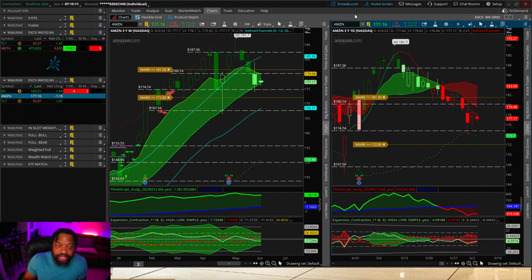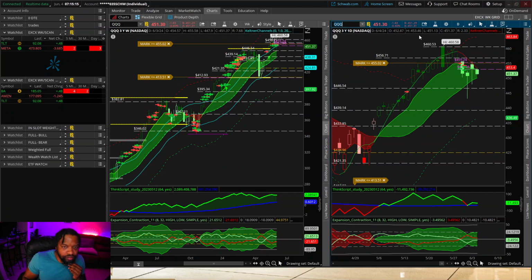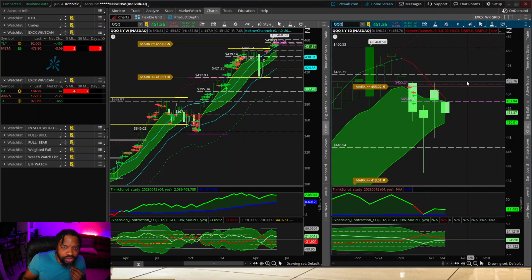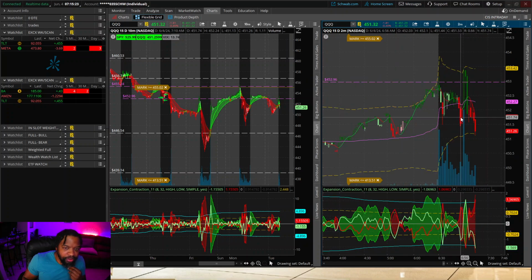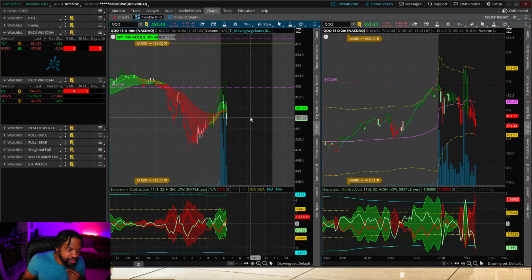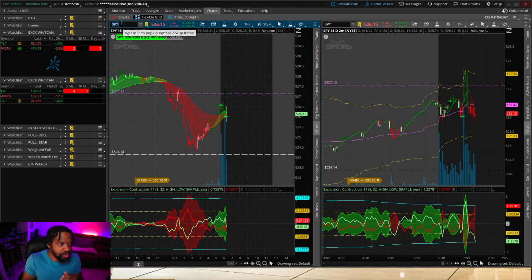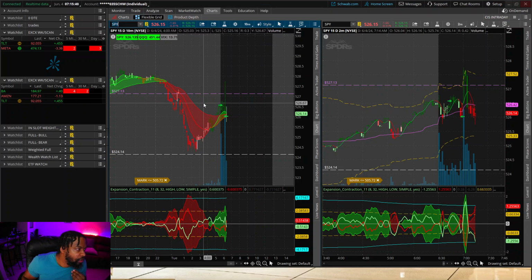especially if we're not seeing any follow through on the Qs or the SPY. Speaking of which, as it stands right now, the Qs and the SPY, after this large test, like I said, I was inclined to think it might be setting up for some downwards movement on the day for the Qs and the SPY.